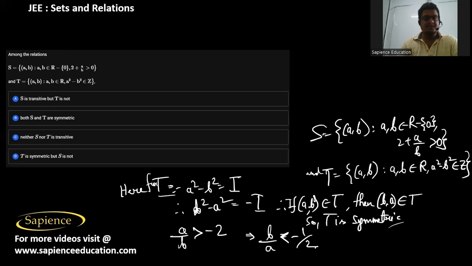So it means that T is symmetric, but S is not symmetric. So option D is the correct answer.